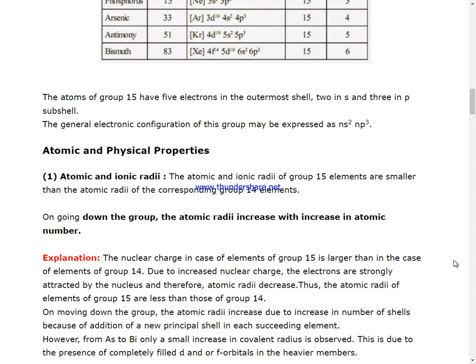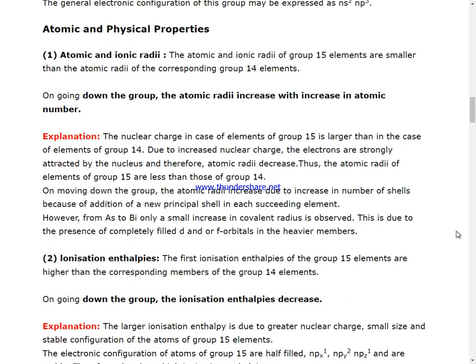Atomic and physical properties. Atomic and ionic radii. The atomic and ionic radii of group 15 elements are smaller than the atomic radii of the corresponding group 14 elements. On going down the group, the atomic radii increase with increase in atomic number. Explanation. The nuclear charge in the case of elements of group 15 is larger than in the case of elements of group 14. Due to increased nuclear charge, the electrons are strongly attracted by the nucleus and therefore atomic radii decrease. Thus, the atomic radii of elements of group 15 are less than those of group 14.